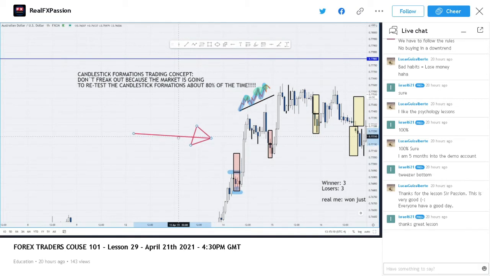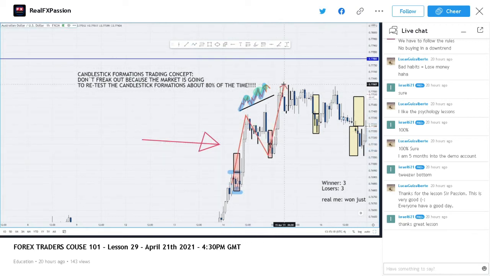Is the market still in an uptrend? Oh, but it's short term. It doesn't matter. Is the market in an uptrend or not? Is the market making higher highs, higher lows? Or is the market making lower lows, lower highs? What is the market doing right now? Made a lower low.